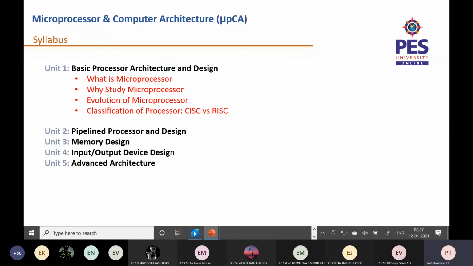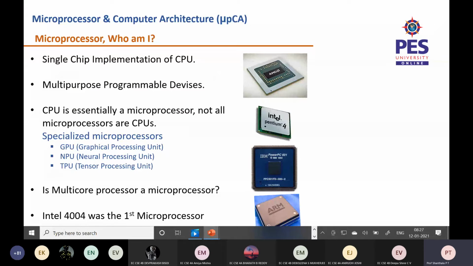From unit 2 it continues. Okay. So the classification is based on some criteria. So now we need to understand what is the microprocessor. Okay. Where is a microprocessor in the system? So now this is the time to understand what is a microprocessor.